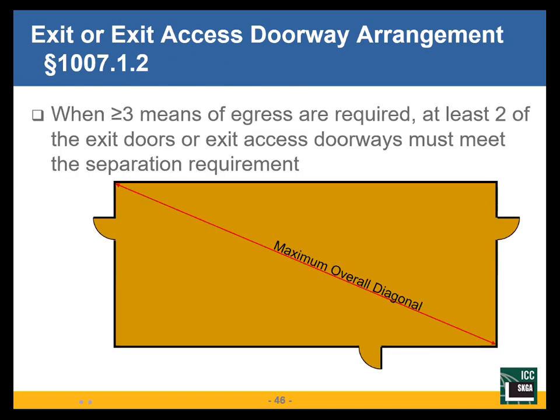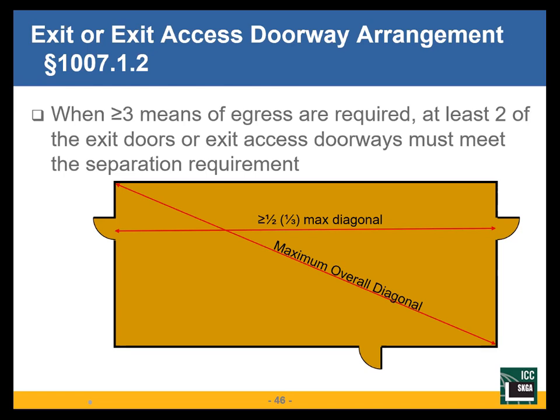When I need 3 exits, I've got an occupant load of 600. I need a third exit. I've got 3 here. How do we evaluate that? Well, we still look at half or a third if it's sprinklered, the maximum diagonal. I've got 2 exits that are that far apart. Okay, now I need a third exit. Where do I do that?